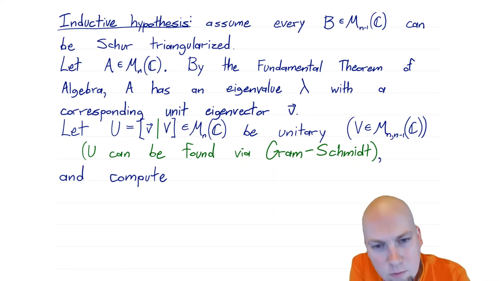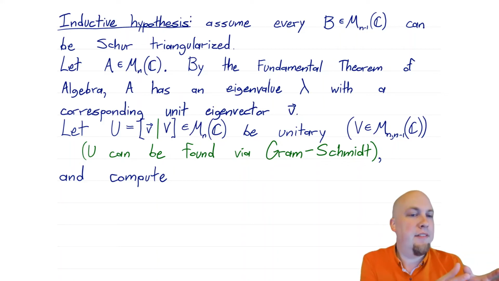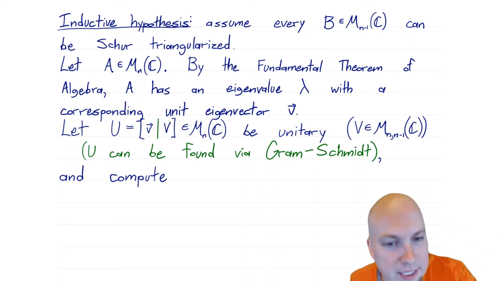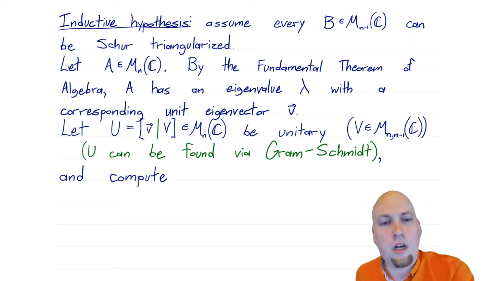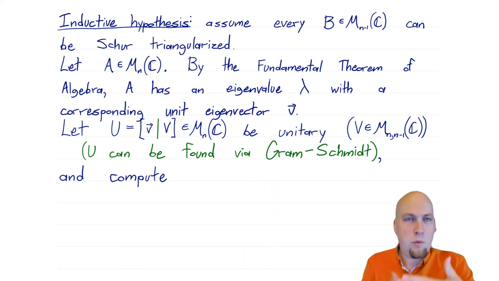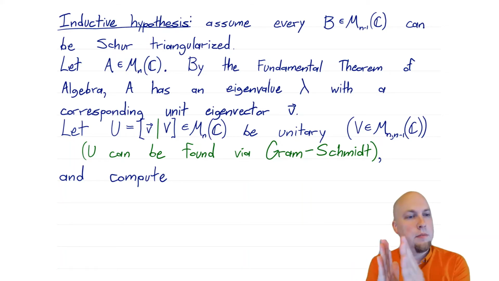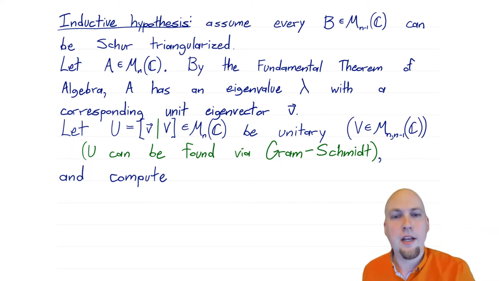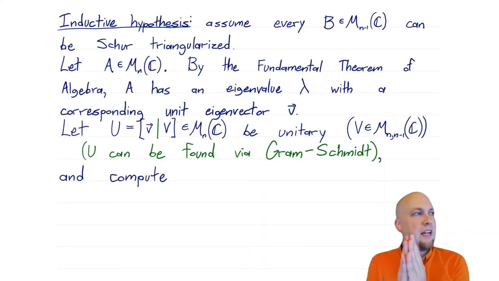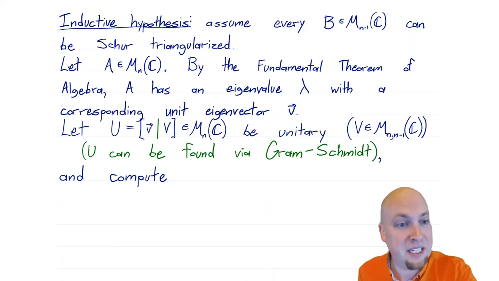Then I'm going to construct a unitary matrix that has that unit eigenvector as its first column. So U is just some unitary matrix that happens to have v as its first column. One of the many ways you can define unitary matrices is that it's any matrix whose columns form an orthonormal basis of n-dimensional space, C^n in this case. So I'm just picking U to be a unitary matrix that has some orthonormal basis as its columns, and the first member of that orthonormal basis happens to be v.